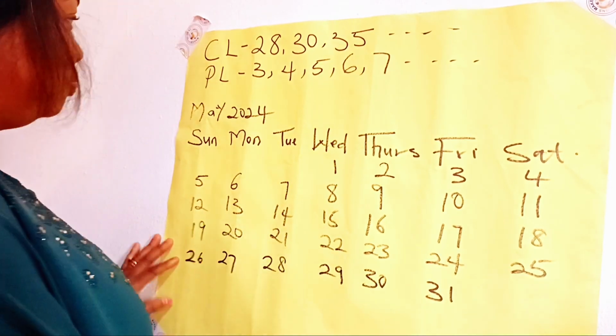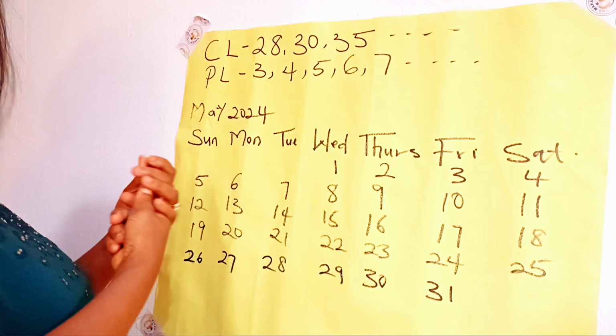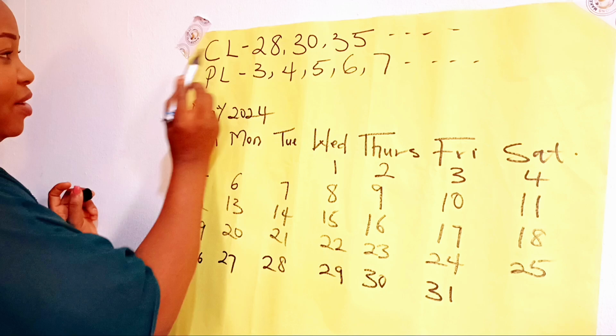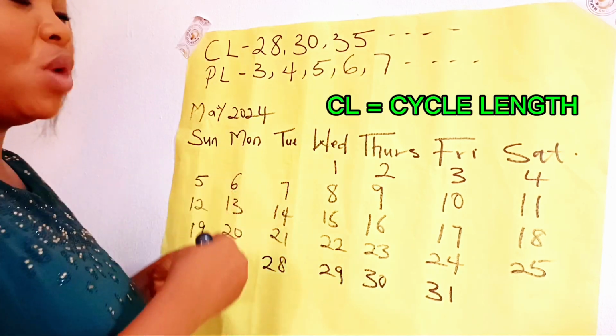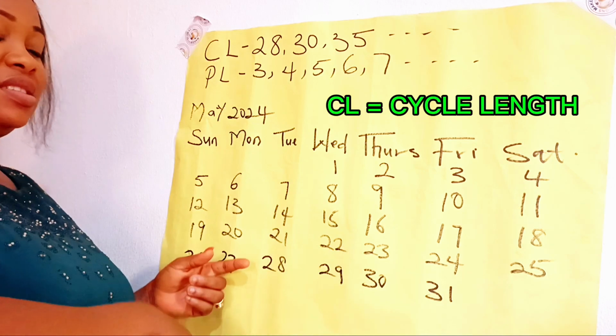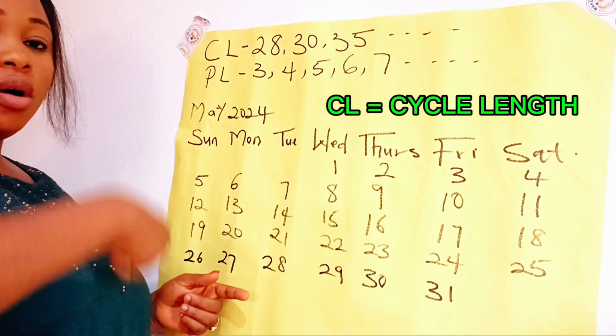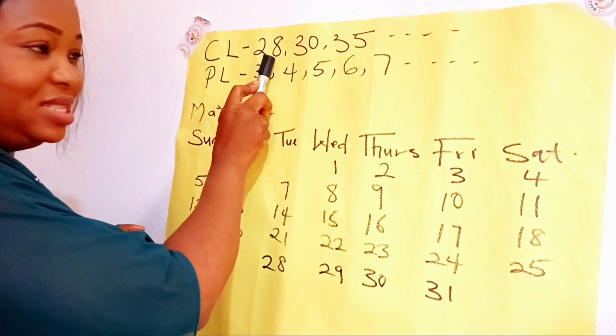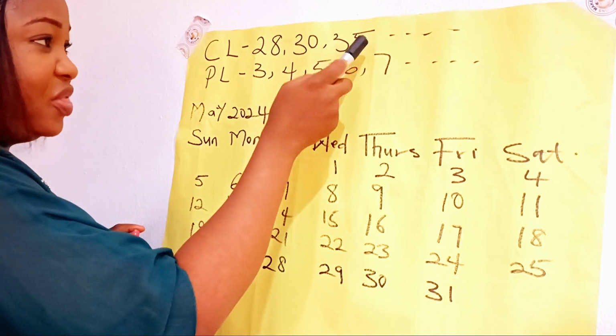So what we have here is cycle length. This CL here means cycle length. So what is the meaning of cycle length? Cycle length is the frequency or the duration of your cycle. Is it every 28 days? Is it every 30 days? Is it every 35 days?